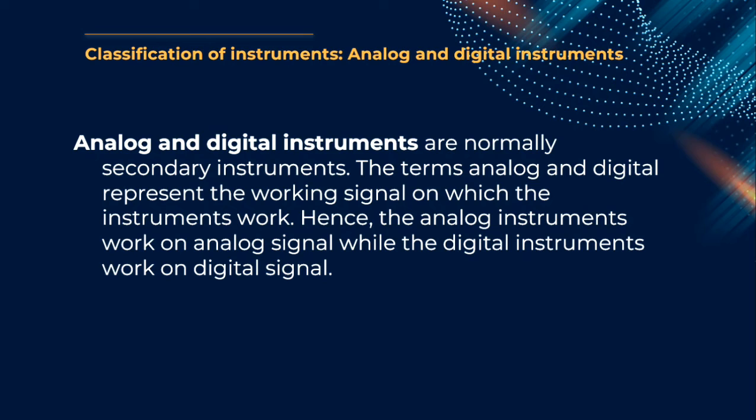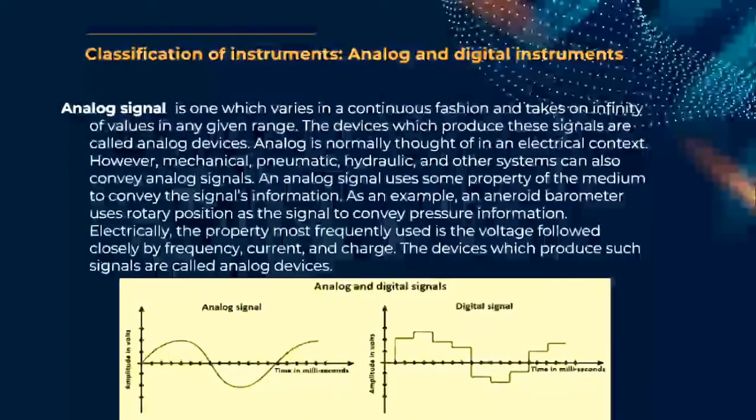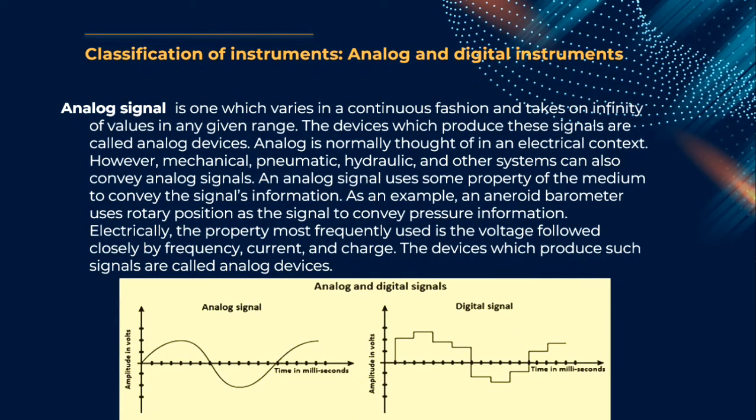Analog and digital instruments. Analog and digital measurements are normally secondary instruments. The terms analog and digital represent the working signal in which the instruments work. Hence, the analog instrument works on an analog signal while the digital instrument works on a digital signal. An analog signal is one which varies in continuous fashion and takes an infinity of values in any given range. The devices which produce these signals are called analog devices.